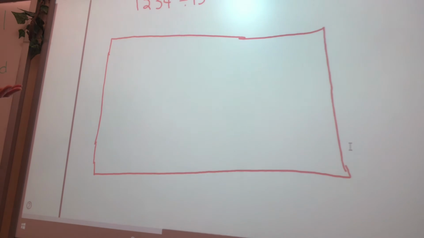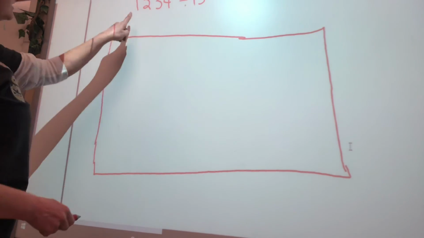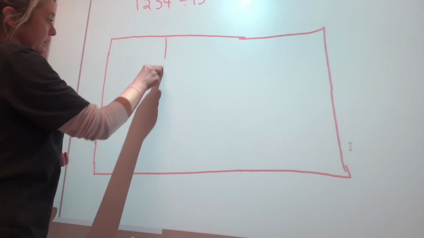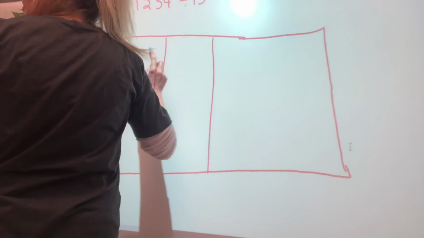So the first thing I'm going to do is break down my dividend. It's 1, 2, 3, 4 numbers, so if I'm breaking it up by place value, I know I would have 4 boxes.